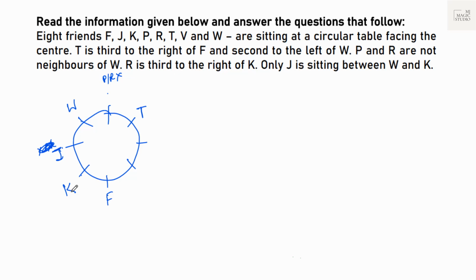Now R is third to the right of K. K third right means anti-clockwise. 1, 2, 3. This is R. Here is no P. So we are left with F, J, K, P, R, T, V. Great. So clockwise it should be F, K, J, W, V, T, R, P.